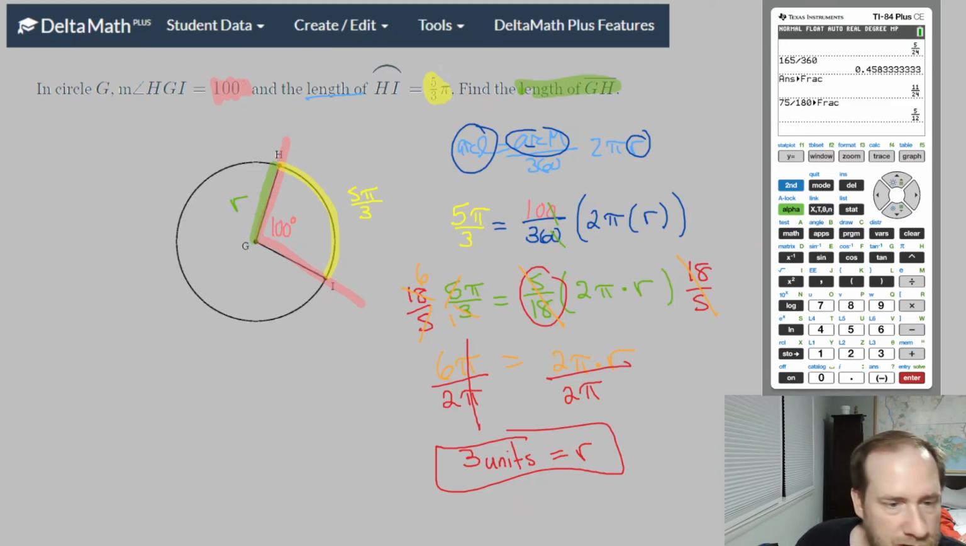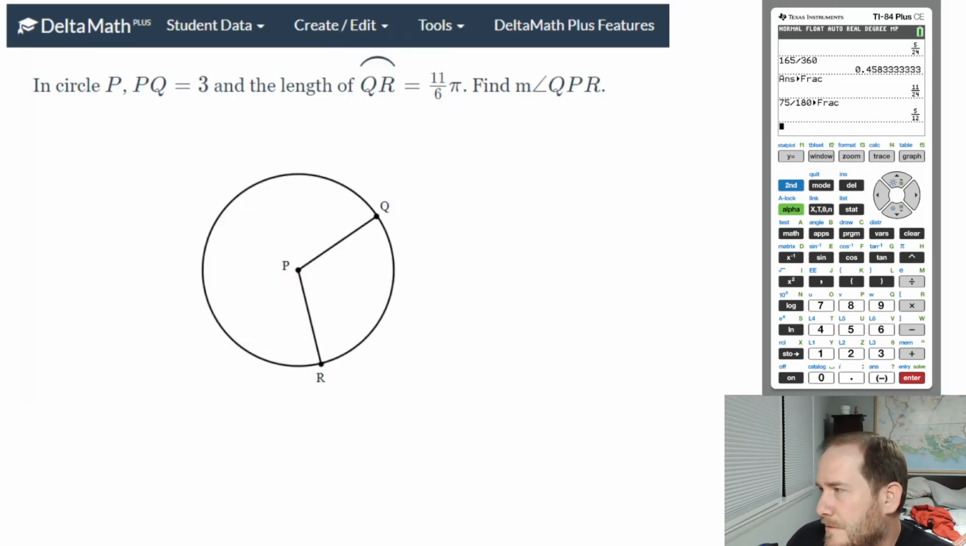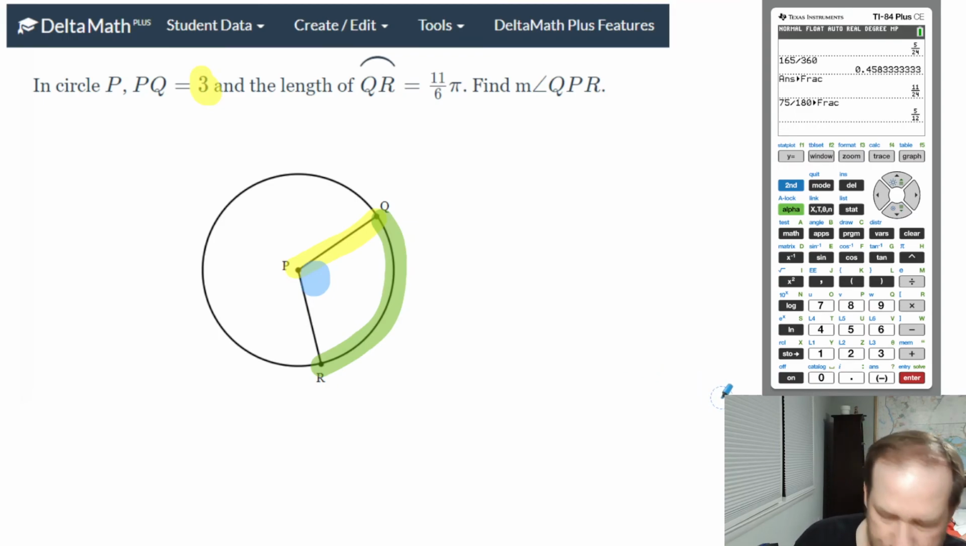Okay, I'm going to do just one more that's kind of similar to this. It looks really similar, but let's see what we got. It says PQ is 3. That's the radius. They're telling us the radius is 3. Then it says the length of QR is 11 pi over 6. They're saying find the measure of the angle QPR, the central angle. We've got to find that ourselves this time.